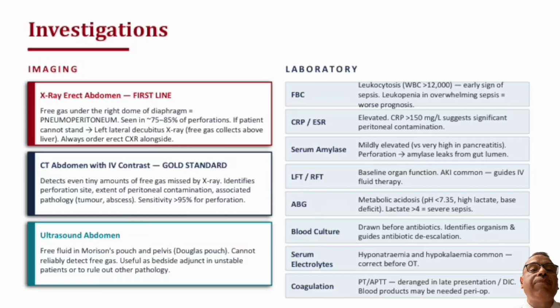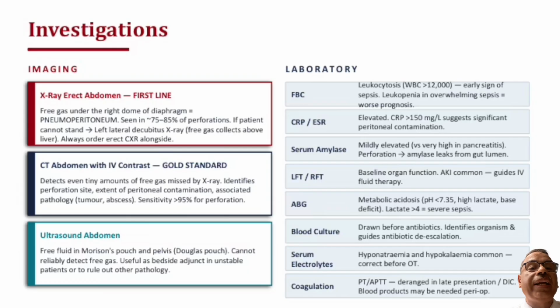For imaging, X-ray abdomen is the first investigation which should be done. Ideally erect. If the patient is not able to stand, then we can do a left lateral decubitus X-ray. Free gas under the dome of the diaphragm, known as pneumoperitoneum, is only seen in 70 to 80% of perforations. So just relying on free gas under the diaphragm for your diagnosis, which may be absent in 20 to 25% of patients, would lead to underdiagnosis or misdiagnosis.